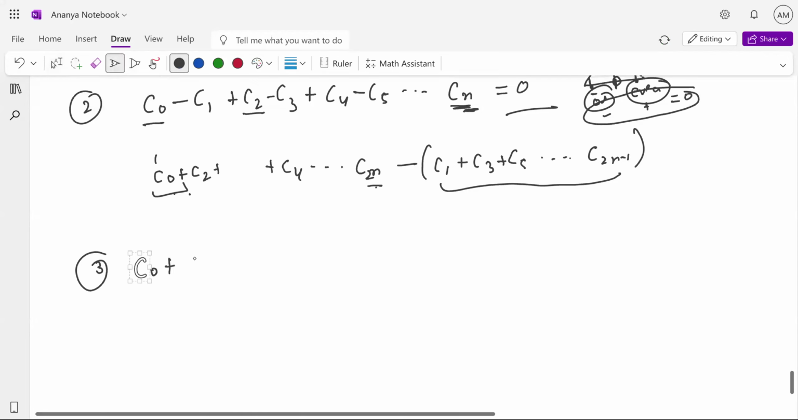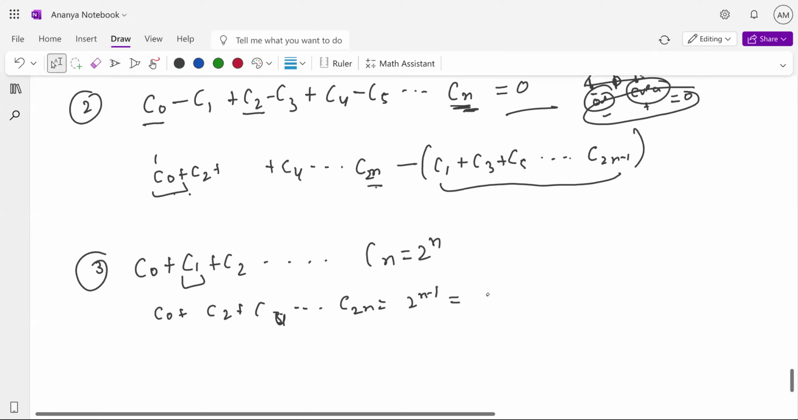You know what C0 plus C1 plus C2 up to Cn is, right? That is 2 to the power n. Yes. If I extract the even ones, for example, if I write C0 plus C2 plus C4 up to C2n, what will it become? It will be basically 2 to the power n minus 1. It is also equal to C1 plus C3 plus C5 up to C2n minus 1. Is that clear? Yes, sir.